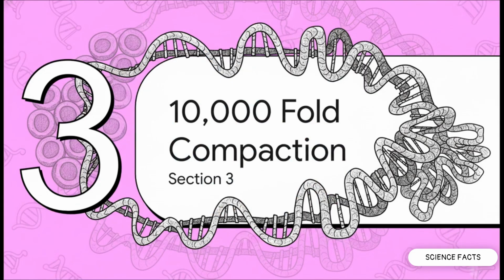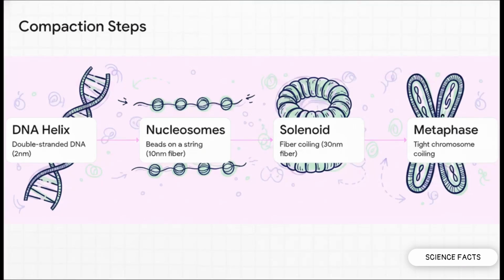Which brings us to Section 3, 10,000-fold compaction. We've built the microscopic spools. Now let's watch how these structures stack upon themselves as we slowly zoom our microscopes out. This journey of compaction happens in highly organized steps. Step 1 is just your naked double-stranded DNA helix, sitting at just 2 nanometers wide.